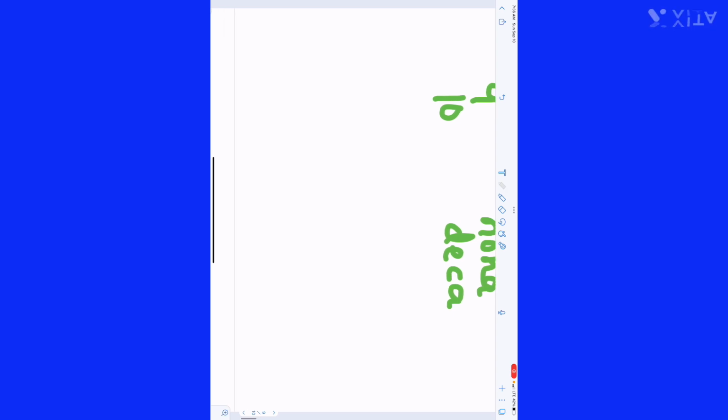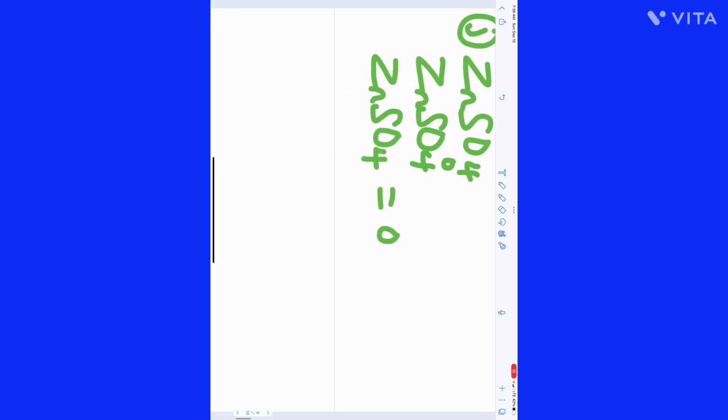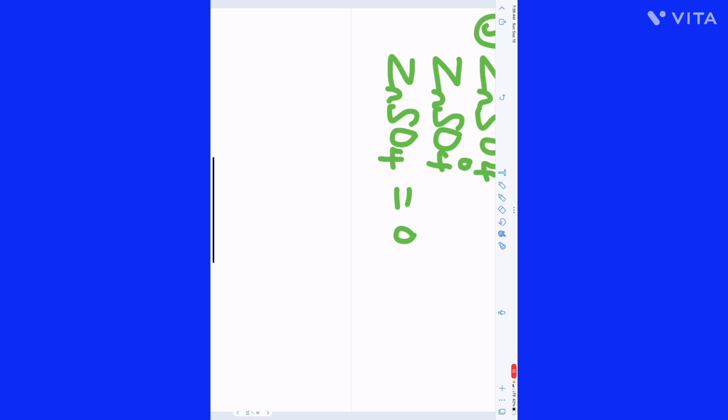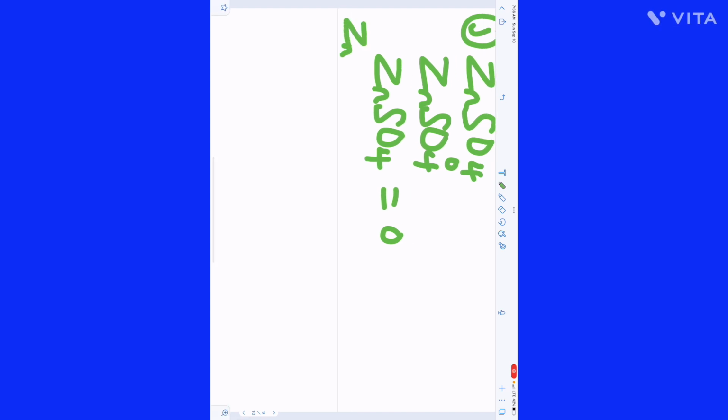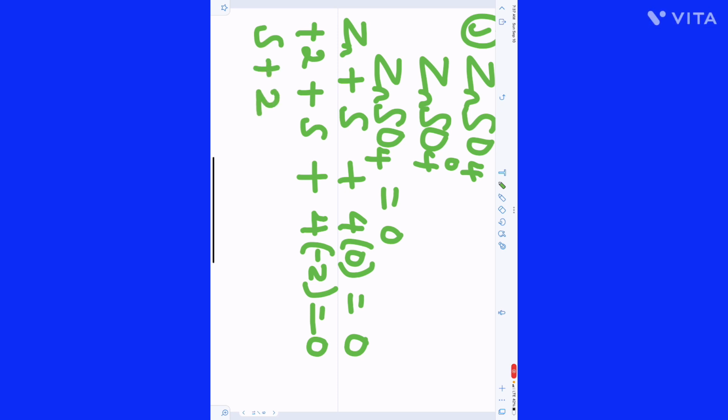Then J. In question J, we have to find the oxidation number of sulfur in ZnSO4. Now ZnSO4 has no charge on it, so the total charge is 0. This means if you put the oxidation number of zinc together with that of sulfur, together with that of the 4 oxygens, you should get 0. Zinc is an element charged 2+. So plus 2 plus S plus 4 times -2 will give you 0. That gives you S plus 2 minus 8.